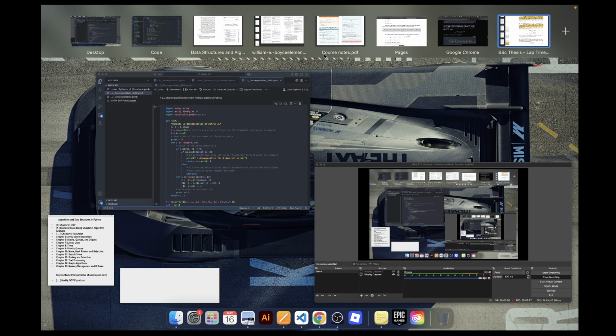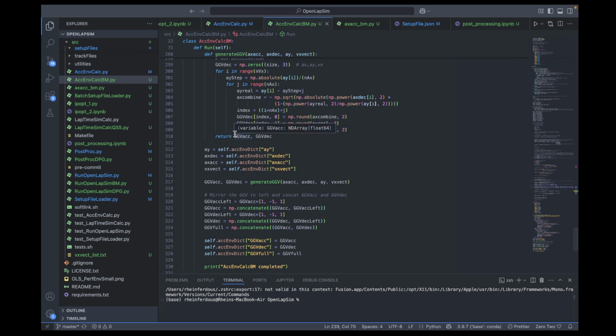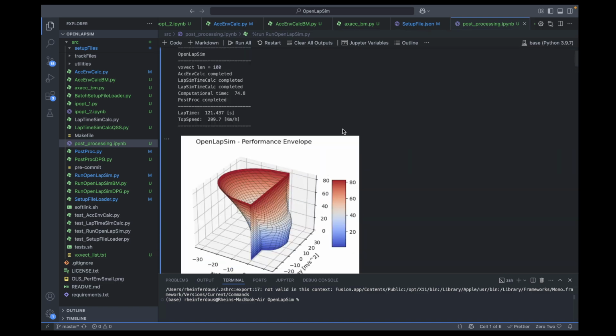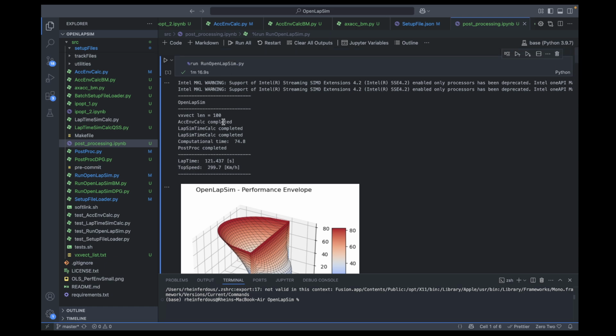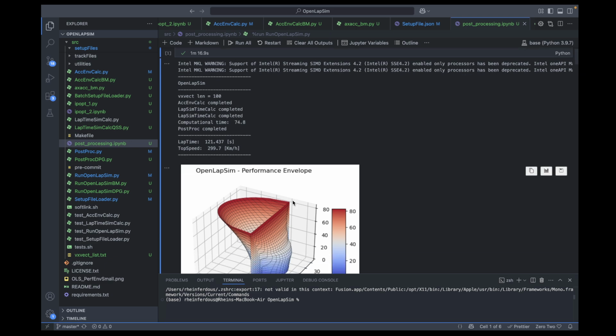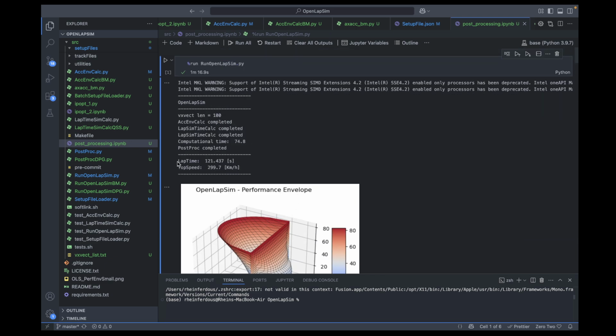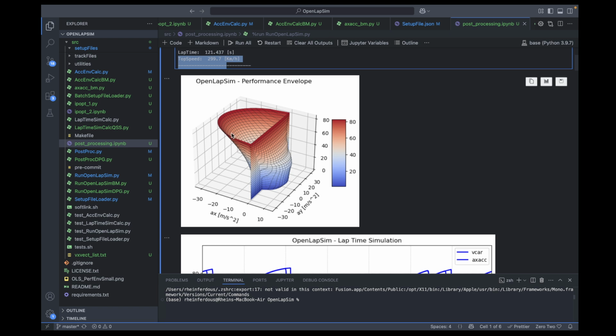But so far, what I've done today and yesterday is I plotted the speed trace of the car and just replaced the longitudinal acceleration with the bicycle model one. I kept everything else the same, and I just wanted to compare the solutions. So this is the solution from the point mass simulation. We can see a lap time of 121 and a top speed of 300 km/h. This is what the graph looks like.